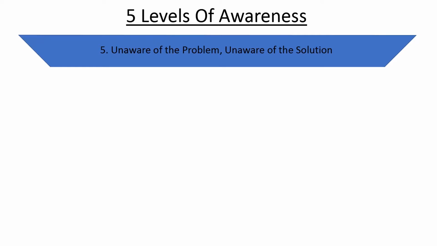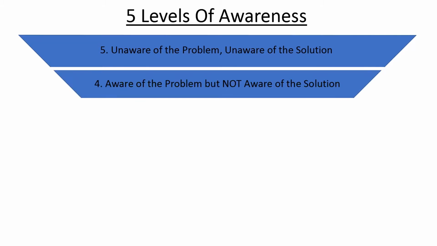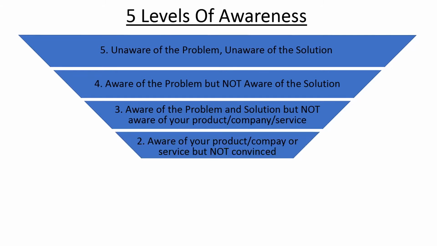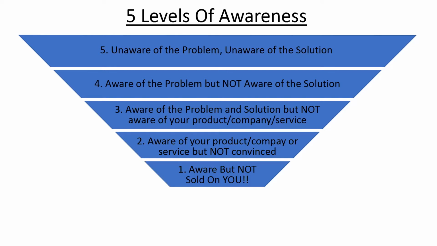So first of all, you need to understand the 5 levels of buyer awareness. Level 5, they are completely unaware of the problem that they have, and completely unaware of the solution. We're going to break into examples of this later for you. Level 4, they're aware of the problem. They know something's bugging them, but they're not aware that there's a solution to fix it. Level 3, they're aware of the problem and solution, but they're not aware of your company, your product, or your service. Level 2, aware of your product and company or service, but they're just not convinced that you can help them. And level 1, they're aware, but they're just not sold on you. There's some like, know, or trust that they do not have with you yet. And then boom, a sale.